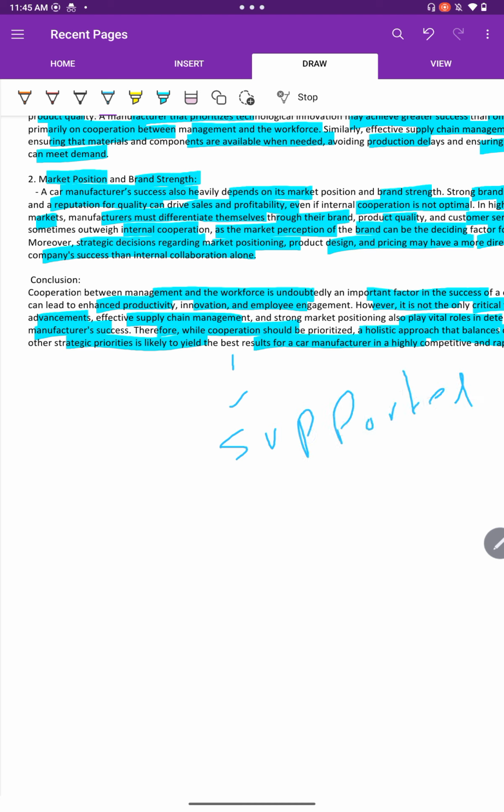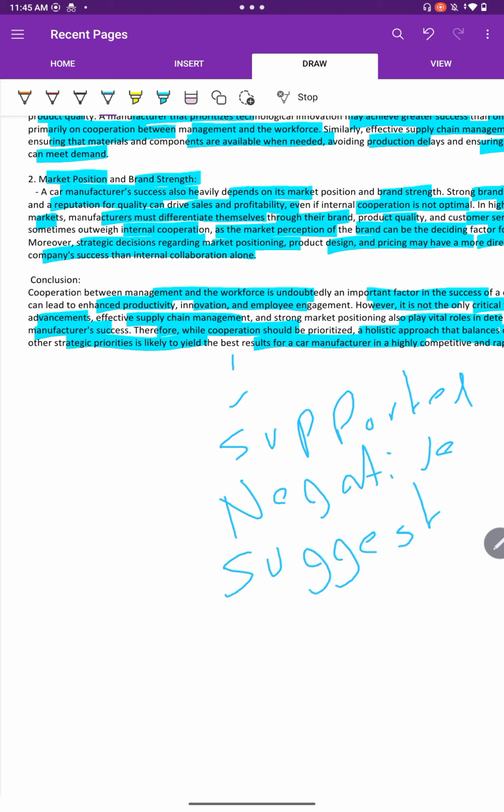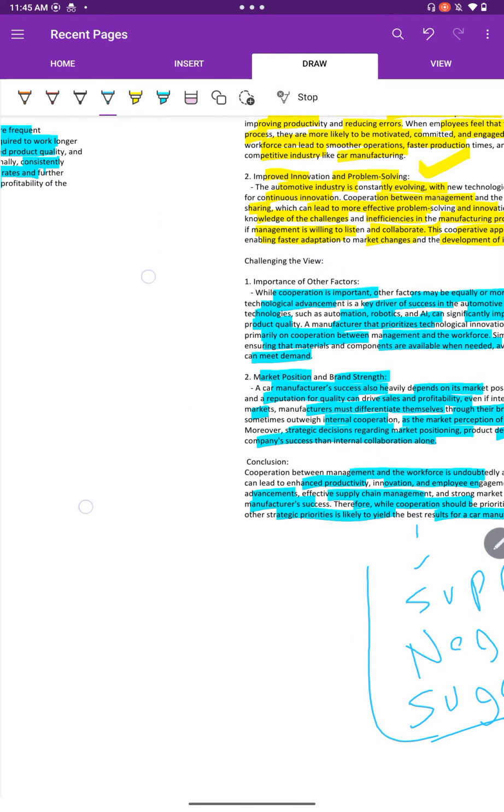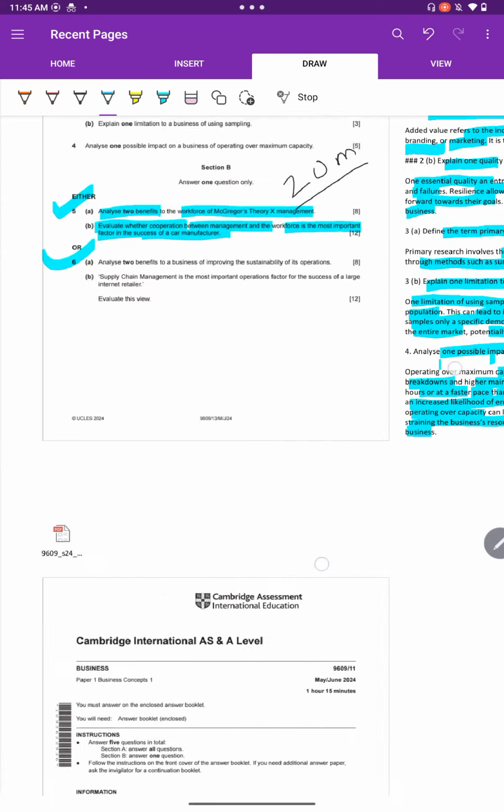I have negated one view, that not only the collaboration, the other thing is also important. And I also suggest that this car manufacturer business should use a balanced approach. So this is my conclusion, or you can say evaluation. Okay, so this is it. Now we are going to see the other question.